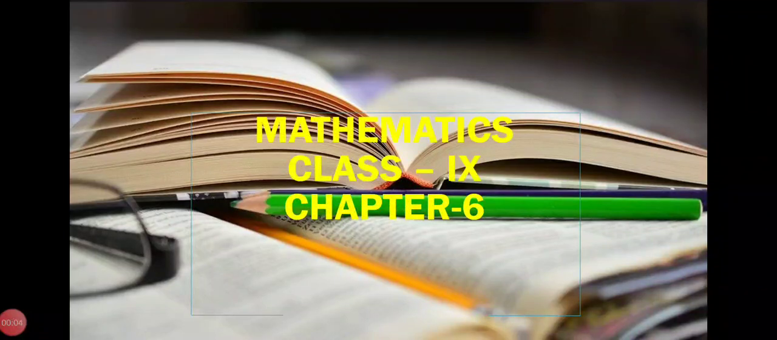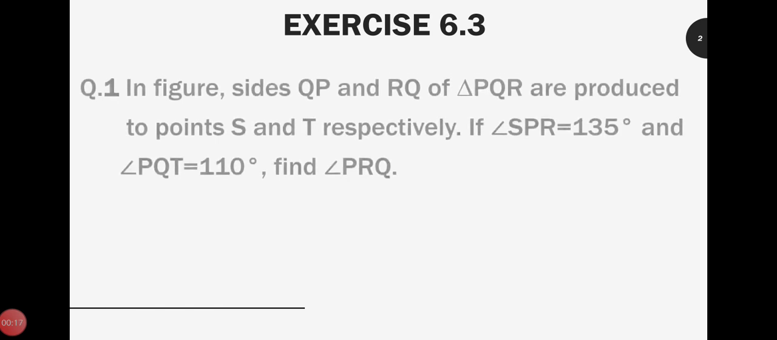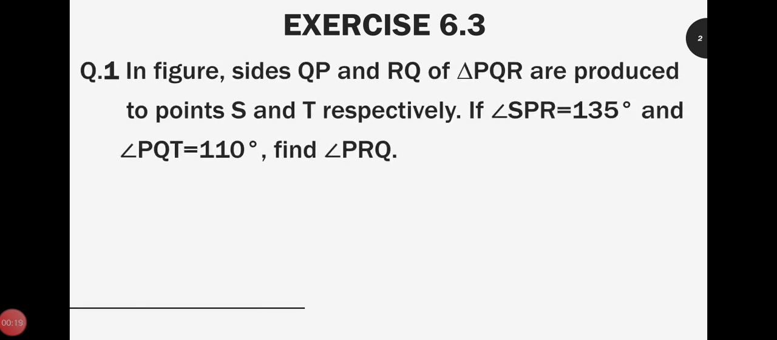Good morning. Today, let's solve the last exercise of this chapter based on properties of triangles. So, exercise 6.3, question number 1. In the figure, sides QP and RQ of triangle PQR are produced to points S and T respectively. If angle SPR equals 135 degrees and angle PQT equals 110 degrees, find angle PRQ.